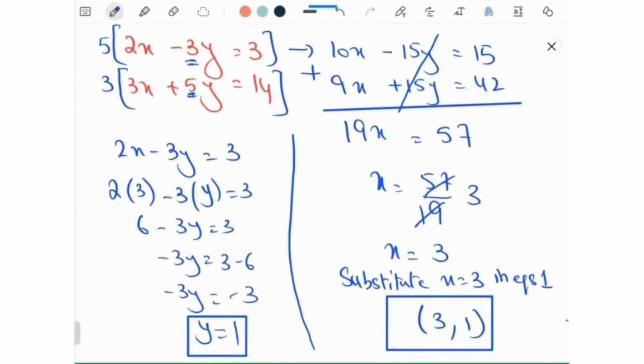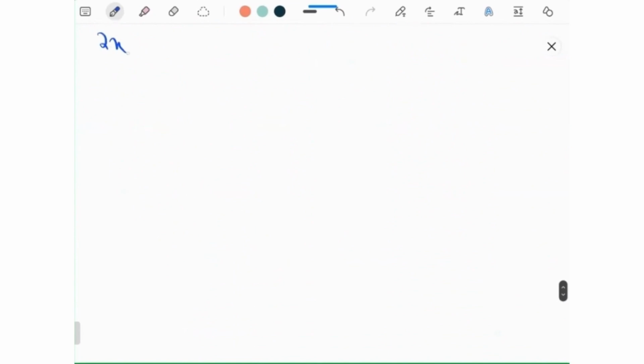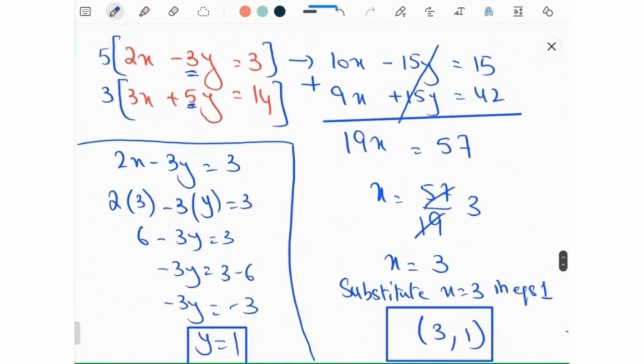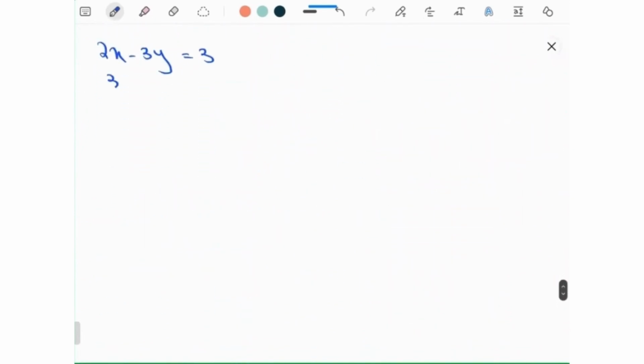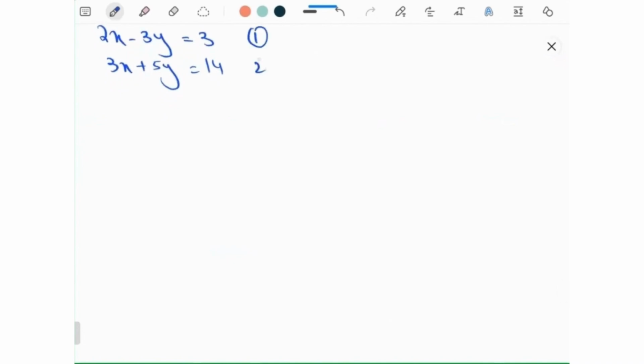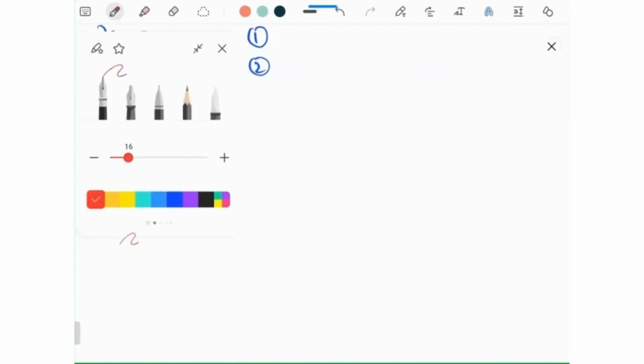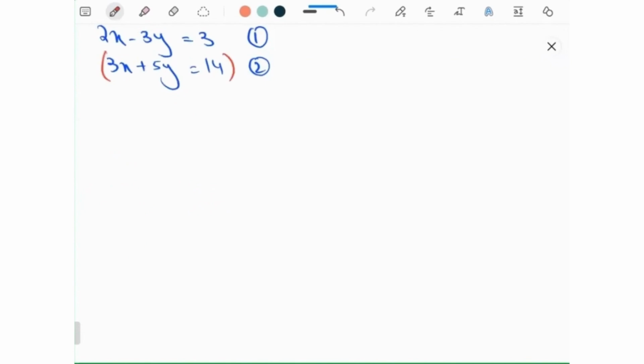Do you all agree? Did everyone understand the elimination method? Copy this, then I will do the same question again, and when I do it again, I will eliminate x. 2x minus 3y is equal to 3. 3x plus 5y is equal to 14. Now I wish to eliminate x. Once again, stop writing, concentrate. I will give you time to copy.